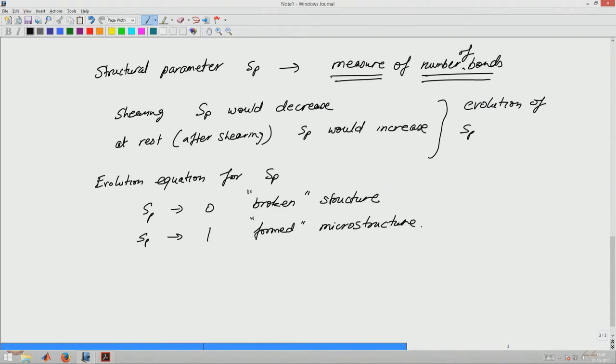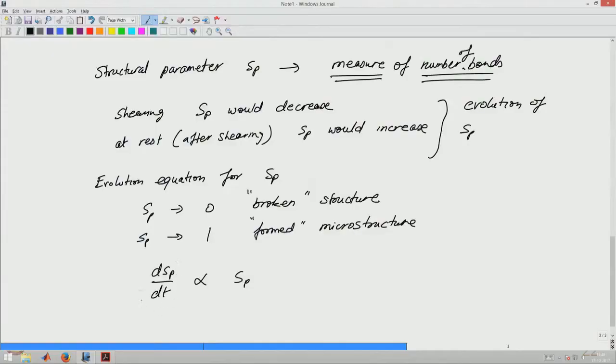So, there is a rate of change of the parameter, and of course, if all the bonds are formed, which means SP is high, then what will happen is this rate will be higher. So, this rate will be directly proportional to SP, but this will be a rate of breakage. So, the more SP is, the more breakage is possible, because if bonds are completely broken and SP is 0, then the rate of change of SP will also be 0. If SP is 1, then the rate of change of SP will be very high.